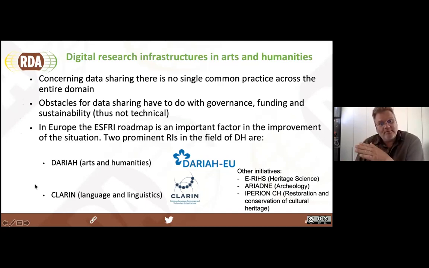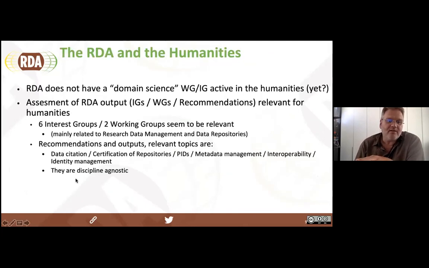But in Europe, the ESFRI roadmap, the European Strategic Forum for Research Infrastructures, is an important factor in the improvement of the situation. And in the digital humanities, there are two prominent research infrastructures that can definitely be classified as active in digital humanities. DARIAH for the arts and humanities, and CLARIN for language and linguistics. But there are more. There's also IPERION for heritage science, ARIADNE for archaeology, HYPERION for restoration and conservation of cultural heritage. But in my work I concentrated on DARIAH and CLARIN, because they are quite different in several ways.